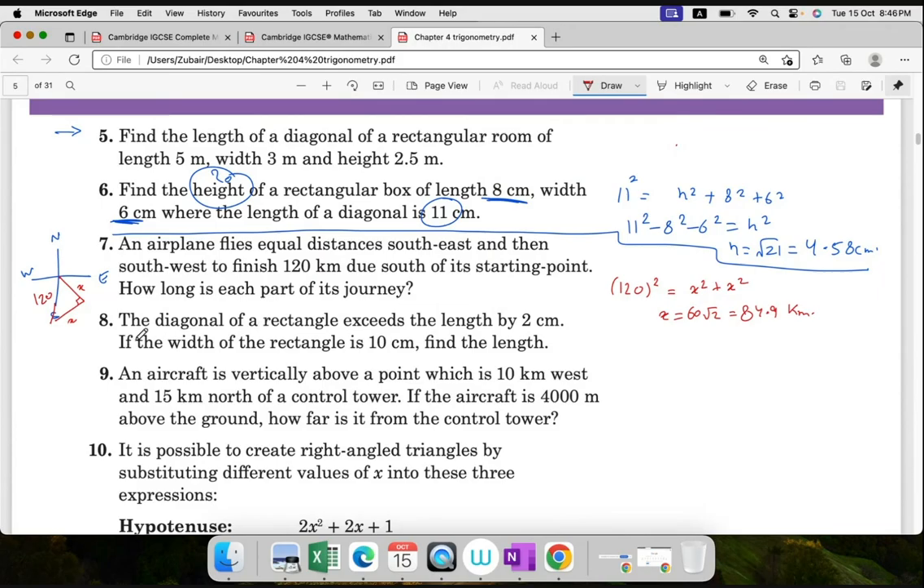Number 8. The diagonal of a rectangle exceeds the length by 2 centimeters. The width of the rectangle is 10 centimeters. Find the length. Try this. Can you do that? Yes, sir. This is a bit different question.